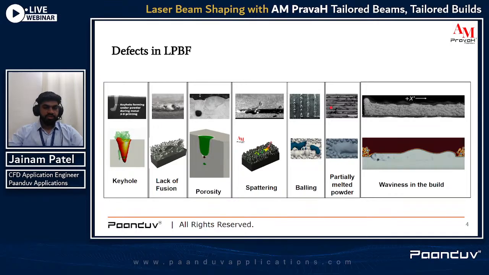Although LPBF enables the fabrication of complex and high performance metal parts, it is prone to several types of defects that can compromise part quality. Some of the most common include keyholing, lack of fusion, porosity, spattering and balling, partially melted powder, and waviness in the build. These defects are often linked to how energy is delivered during the process. This brings us to the next key topic, the importance of laser beam shaping in additive manufacturing, which plays a crucial role in controlling manifold behavior and improving overall build quality.